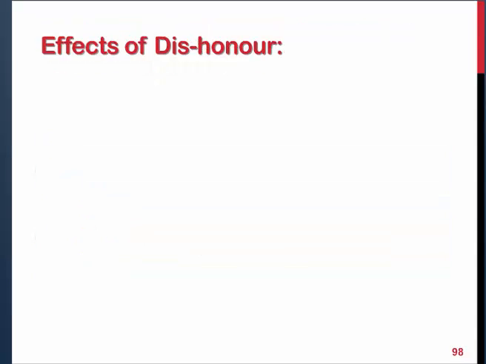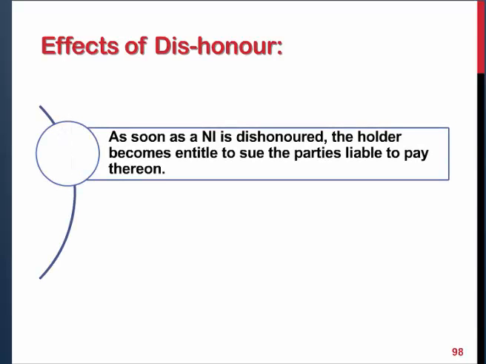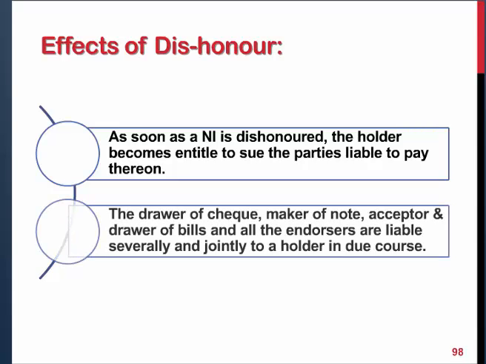What are the effects of dishonor of a negotiable instrument? As soon as a negotiable instrument is dishonored, the holder becomes entitled to sue the parties liable to pay thereon. The drawer of a cheque, maker of a note, acceptor and drawer of bills, and all the endorsers are liable severally or jointly to the holder in due course.